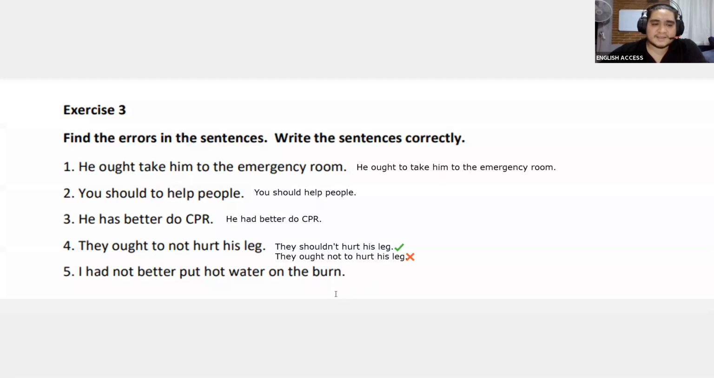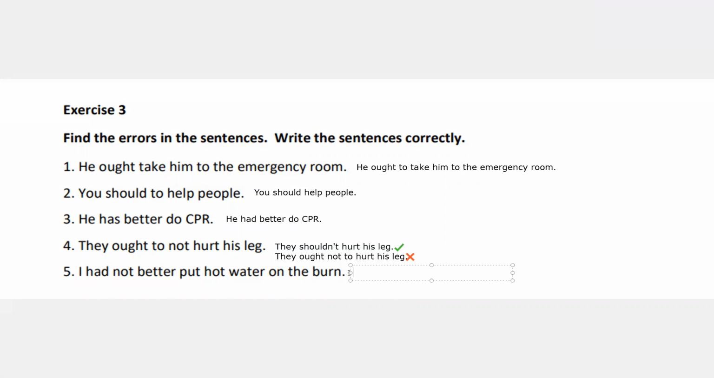And the last one, Tommy, please. I had better not put hot water on the burn. Yes, I had better not put hot water on the burn.